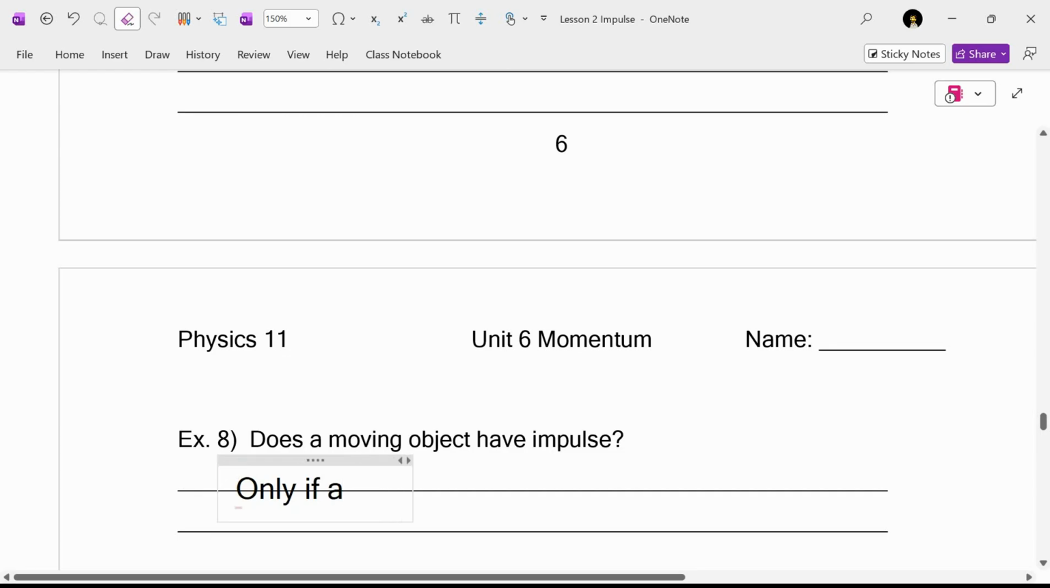So does a moving object have impulse? Only if, what's A an abbreviation for? In physics, what do we use it all year? Okay, only if accelerating. And remember, accelerating can mean speeding up or slowing down in physics. So just because you have momentum doesn't mean you have impulse. But certainly if you have an impulse, changing momentum, then you have some momentum until you come to a stop.